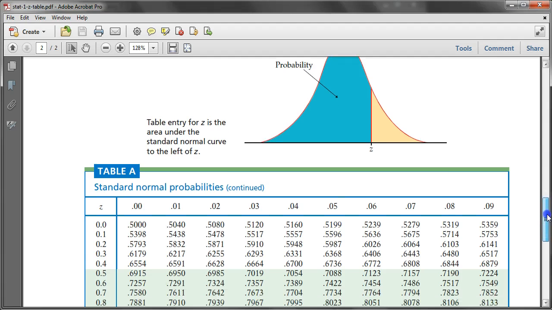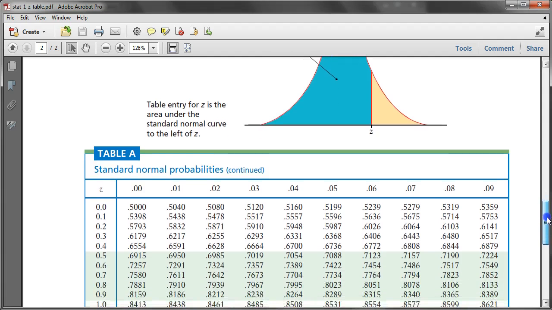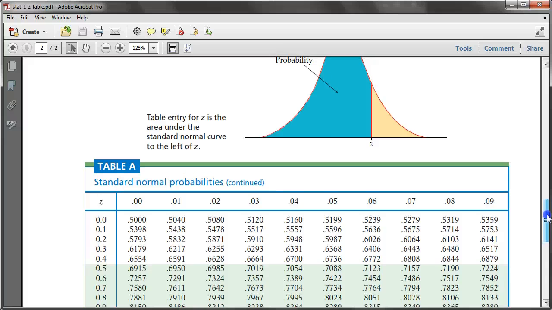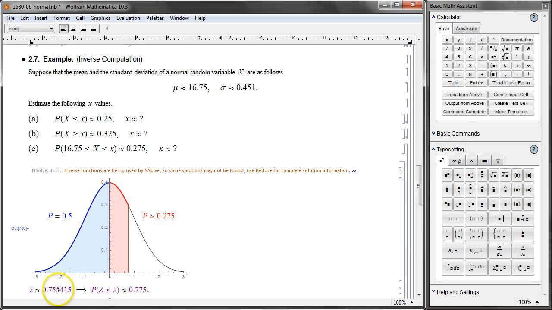Okay, where is 0.775 in this table? 0.775, 0.77. Well, here we go. 0.7734, 0.7764. It's got to be somewhere in between. 0.775 must be somewhere in between. So the z-score estimated is 0.755, approximately speaking. And yes, indeed, this is a little bit more accurate figure, 0.755. In that case, you get probability 0.775.